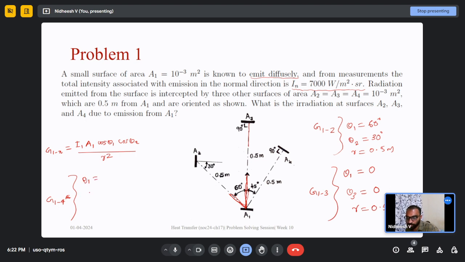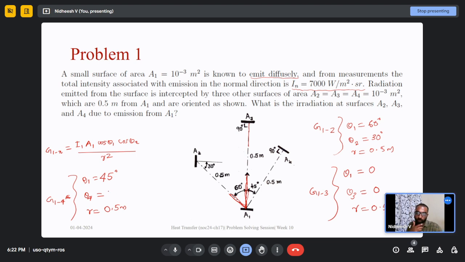And for G14, theta 1 equals the angle between the normal and the line joining these two, 45 degrees. I'll write it down, 45 degrees. What would be theta 2? Not theta 2, that is theta 4. Any guesses on what theta 4 would be? That would also be 45.